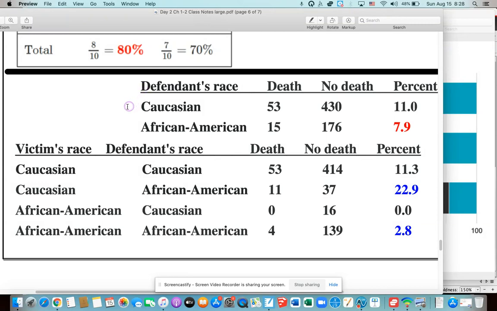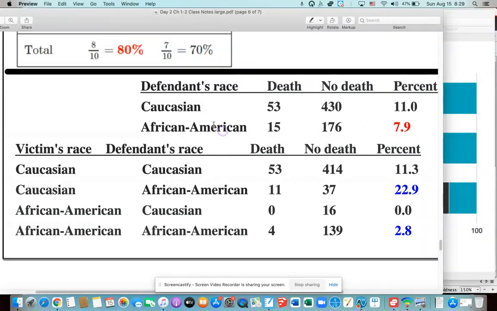At first they separated into Caucasian and African American for the defendant, and then they looked at how many were put to death and how many were not put to death, for their sentence. And when you look at it this way, you're like, hey, wait a minute, everybody's complaining that African Americans get put to death more than Caucasians do. That's what people would say. But when you looked at the numbers, out of all these people, 53 out of the total were put to death, which is 11%. And if you look at the 15 out of the total of the African Americans, it's only 7.9%.